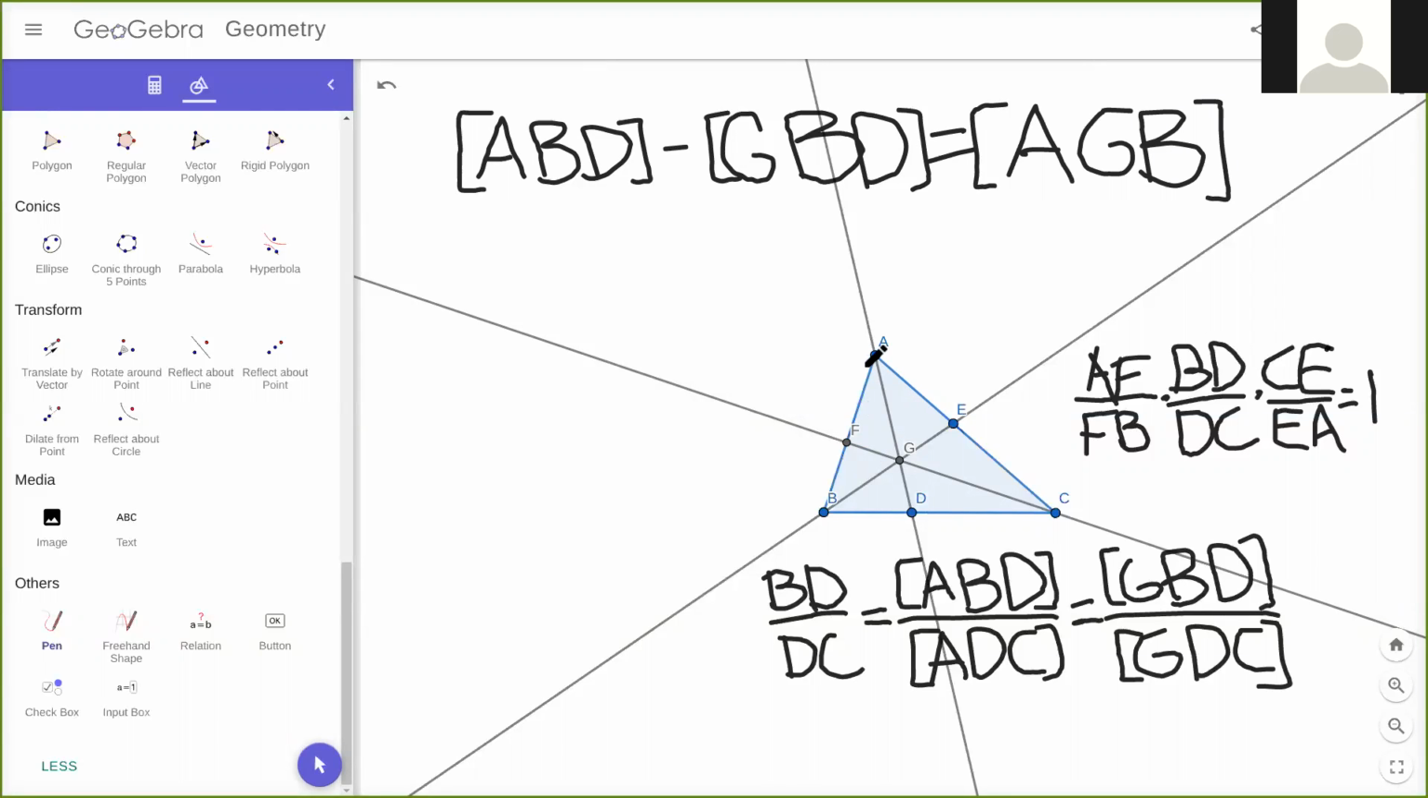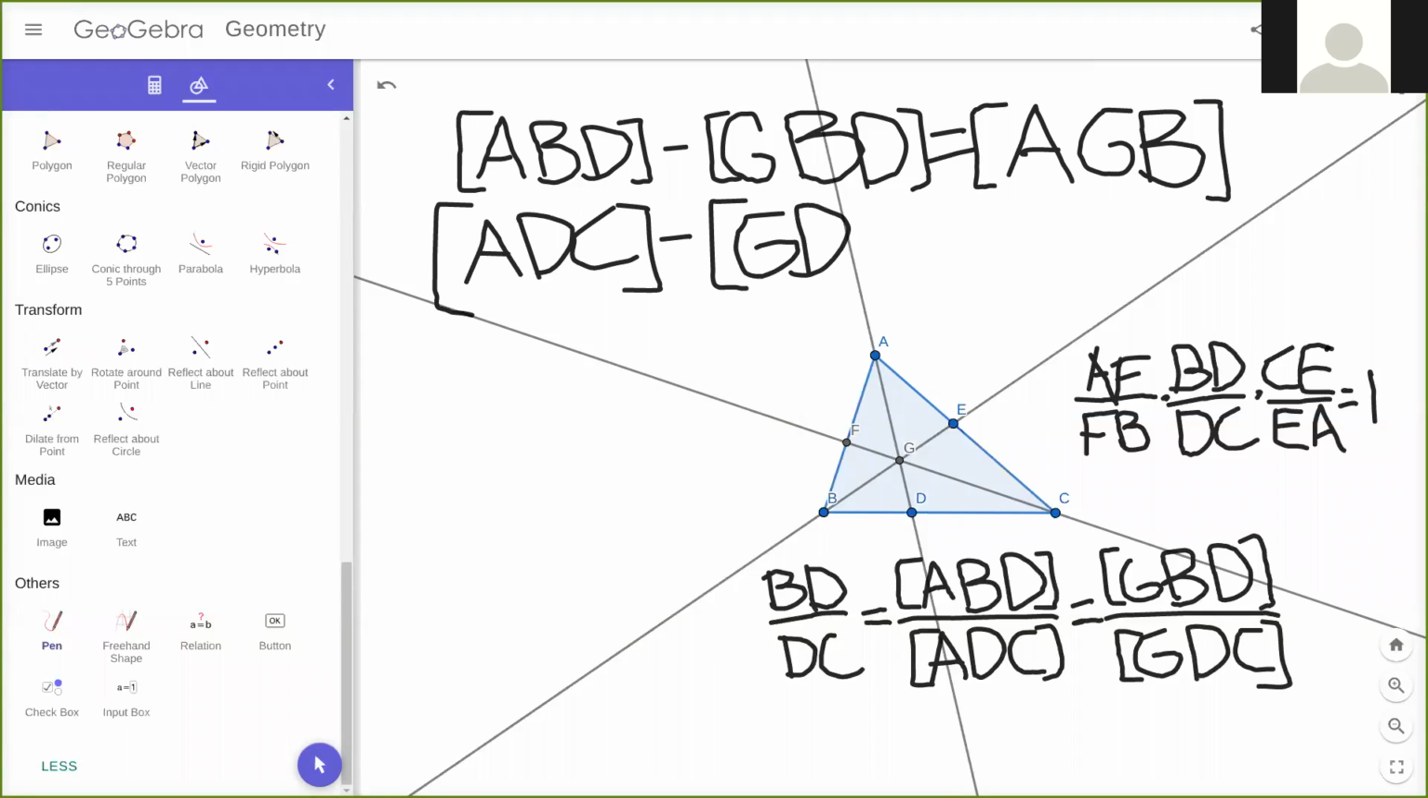And then similarly, the area of triangle ADC minus GDC is AGC. So now we totally got rid of the point D, right? And we only have the points A, G, B, and C, which is good because now we only have 4 variables to deal with. Maybe they'll play out somehow in helping us prove this equation holds.